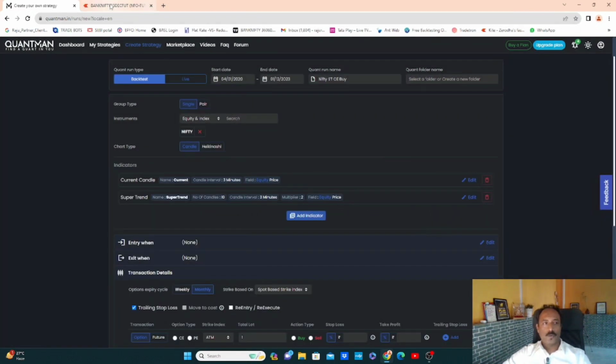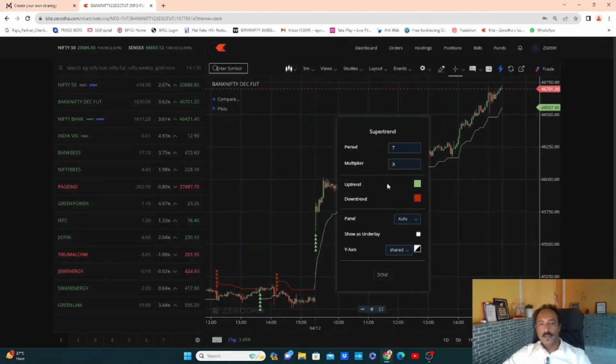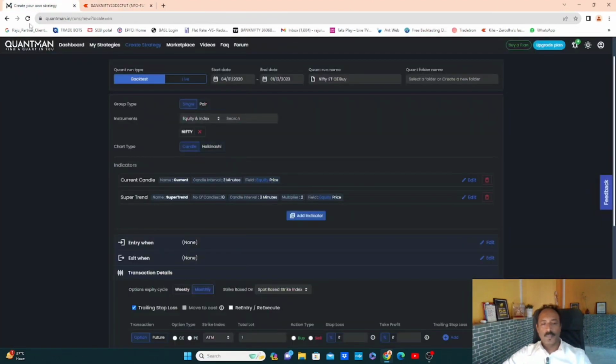So suppose if you want to keep it 2, if you come to the settings and make it 2, there will be slightly an early entry and early exit. So it is good to keep it in 2, multiplier 2, and let's see. So that's it, guys. We have indicated the current candle and the super trend. Now let us see when we want to enter. So we have to enter the trade, right?